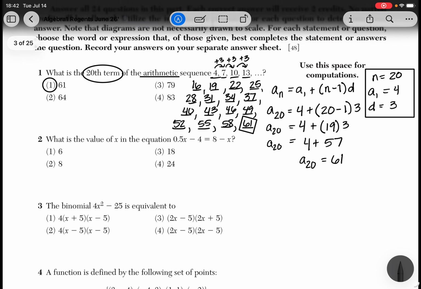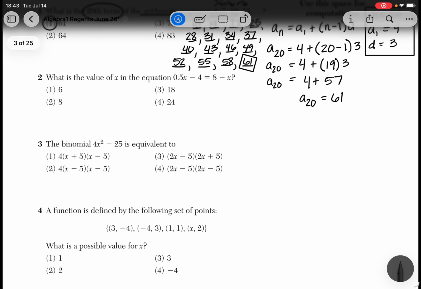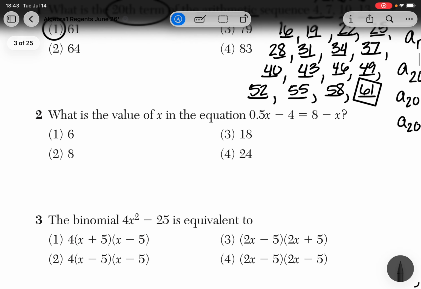Okay, moving on to question 2. What is the value of x in the equation 5/10 x minus 4 equals 8 minus x? So here, we can do it a multitude of ways. If you're somebody who's not strong with simplifying and isolating variables, you can plug in each of the answer choices and substitute them. So for example, if we have answer choice 1, which is 6, we're going to substitute 6 for x.